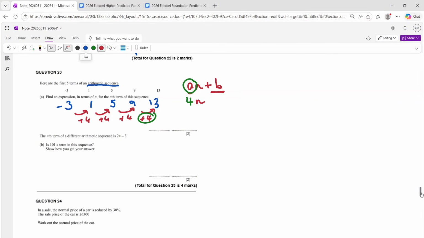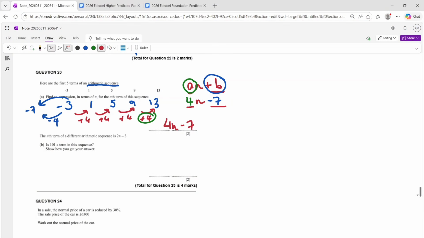And this number here is whatever the term before the first term would be. So if I was to go back 4, that tells me it's -7. So this is going to be -7. So my final answer is 4n minus 7. So the number in front of n is whatever it's increasing or decreasing by. The number at the end is the term before if you had one. So that is my answer there.